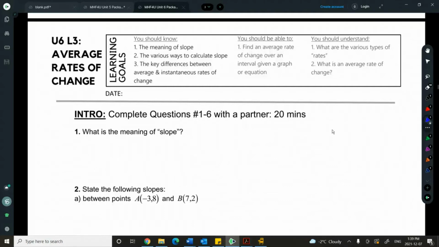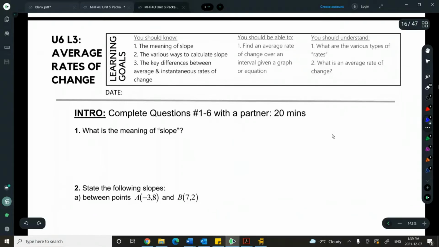Hi everyone, today we're talking about average rates of change. This will get us ready for some concepts in calculus and vectors. And average rates of change we actually talked about a lot in grade 9 when we talked about linear equations and slopes of lines. So I'm going to have you take a couple minutes and do these questions yourself and see what you remember, and then we'll take up each of these questions.